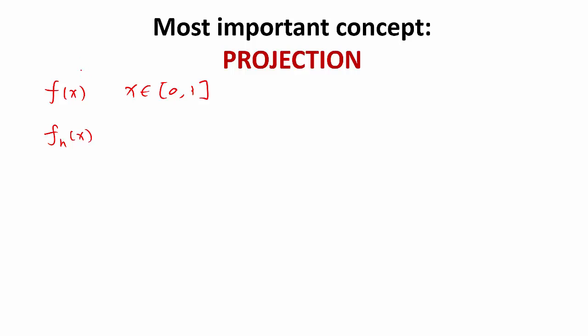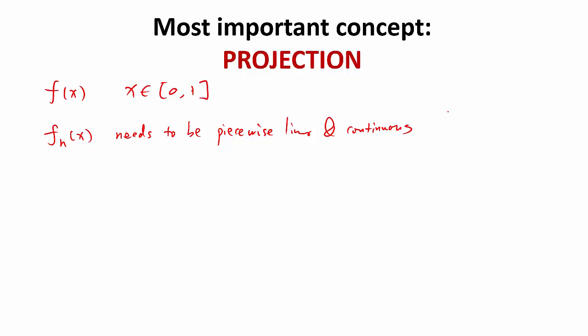But as opposed to this f of x, which can be any function, I'm constructing fh of x in a finite dimensional space. I'm allowing fh of x to be restricted. It cannot be any function. I'm going to give an example, the first example, right? F of x needs to be piecewise linear and continuous.